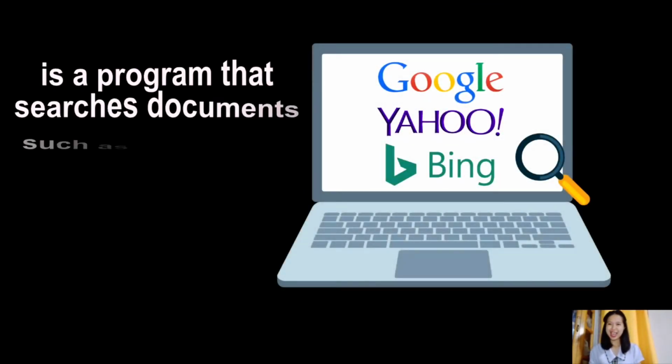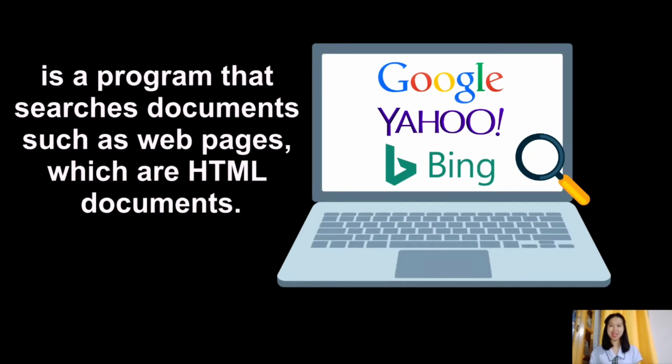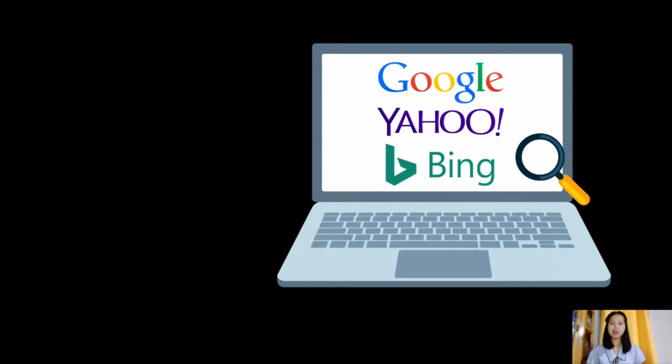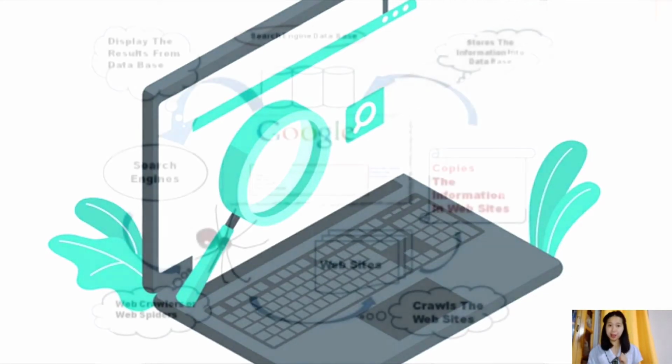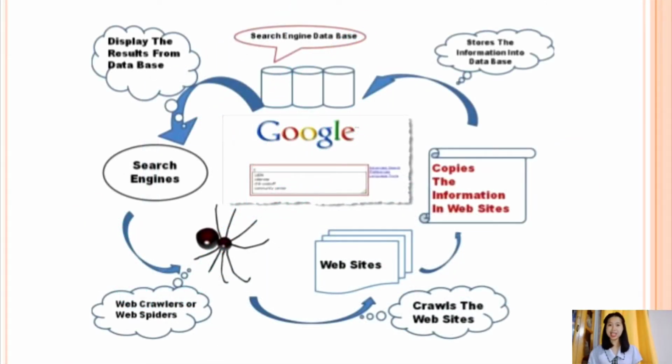And lastly is the search engine. A search engine is a program that searches documents, such as web pages, which are HTML documents, for specified keywords and returns a list of documents. A search engine has two parts, a spider and an indexer. The first one is the spider, the program that fetches the documents, and the indexer reads the documents and creates an index based on the words or ideas contained in each document.